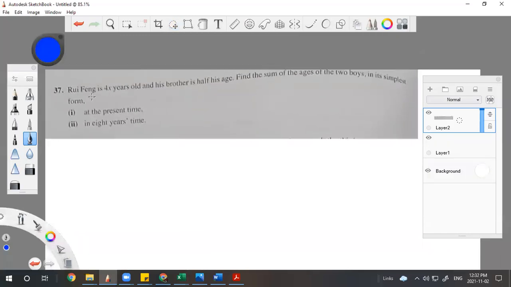Okay, Ruifeng is 4x years old. Oke, taruh di atas saja ya, biar lebih enak. Ruifeng is 4x years old. And his brother is half his age. So brother, half of Ruifeng, equals 2x, right? Keep the idea about this, half of it.